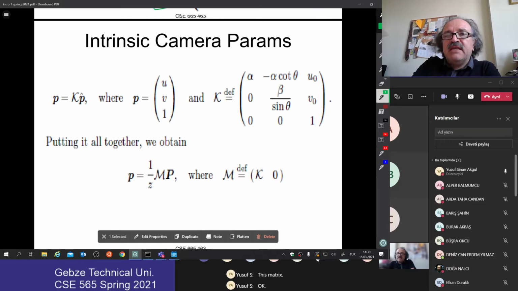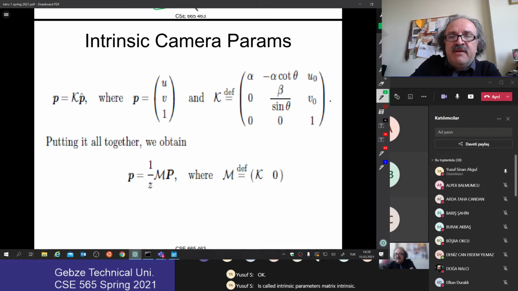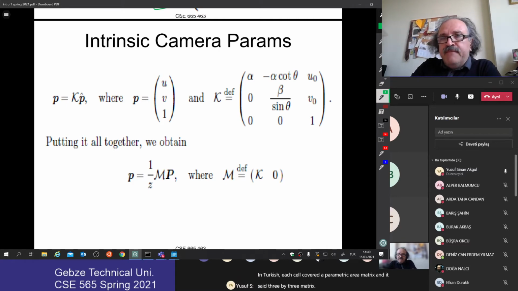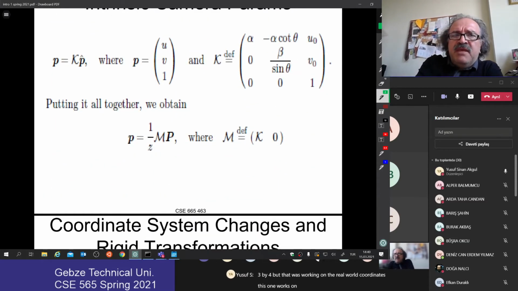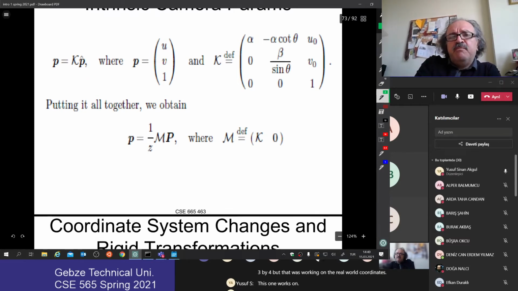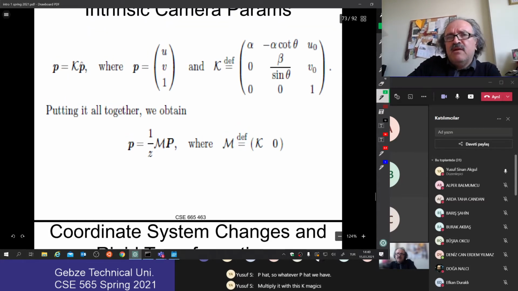This matrix is called the intrinsic parameters matrix. Intrinsic, in Turkish, içsel kamera parametreleri matrisi, and it's a 3 by 3 matrix. Before that we said that it is 3 by 4, but that was working on the real world coordinates. This one works on p hat. So whatever p hat we have, multiply it with this K matrix, and we are going to find this point P.